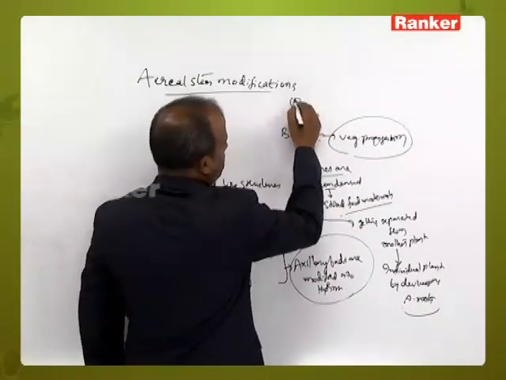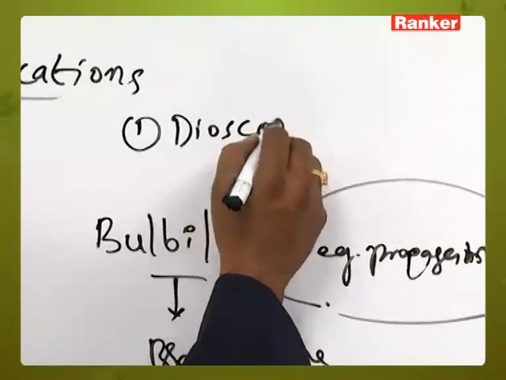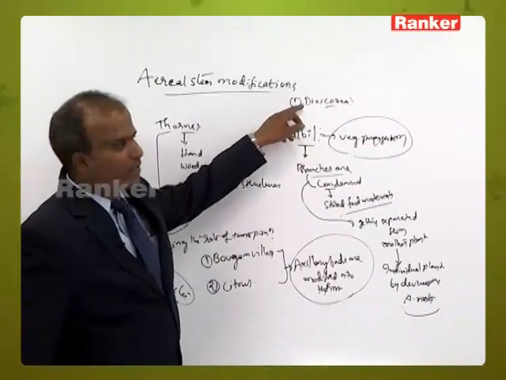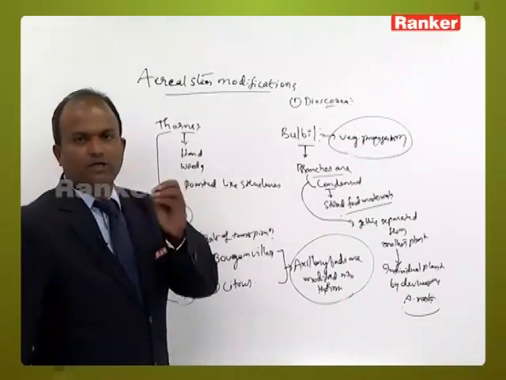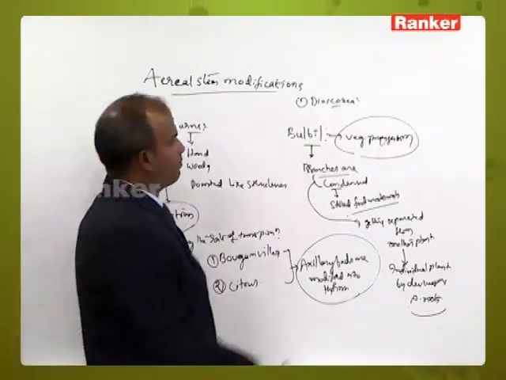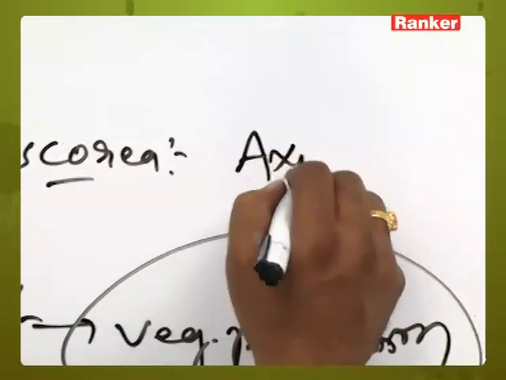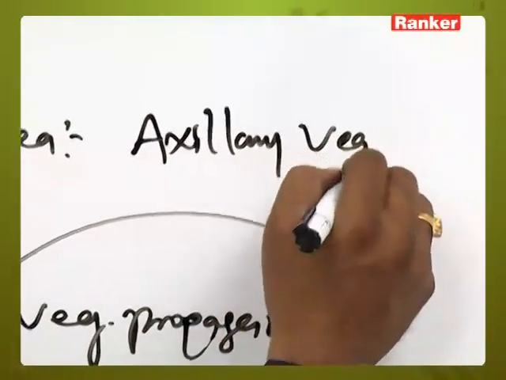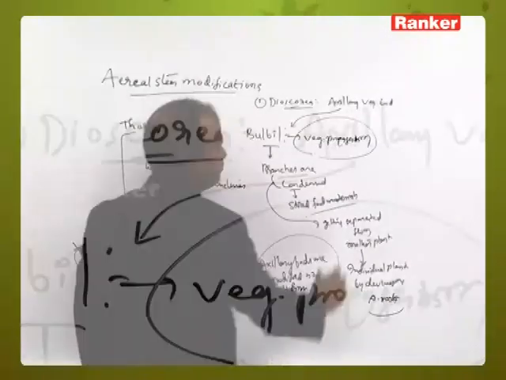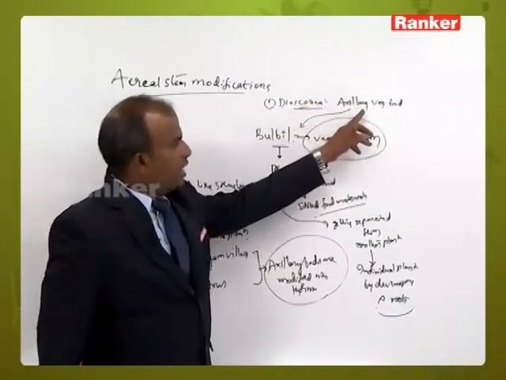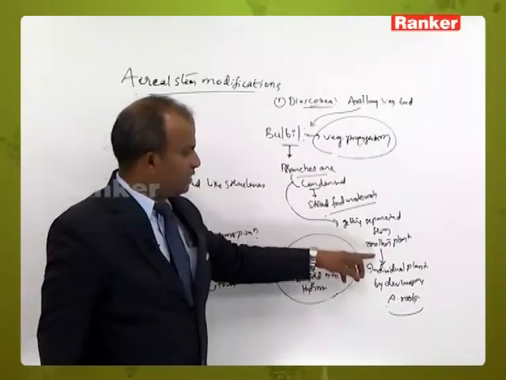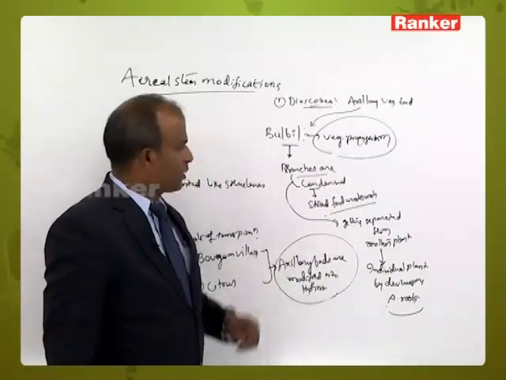How many examples are there for bulbil? The first example is Dioscorea, which is a good example. In Dioscorea, the axillary vegetative bud is modified into a bulbil, which plays an important role in vegetative propagation.